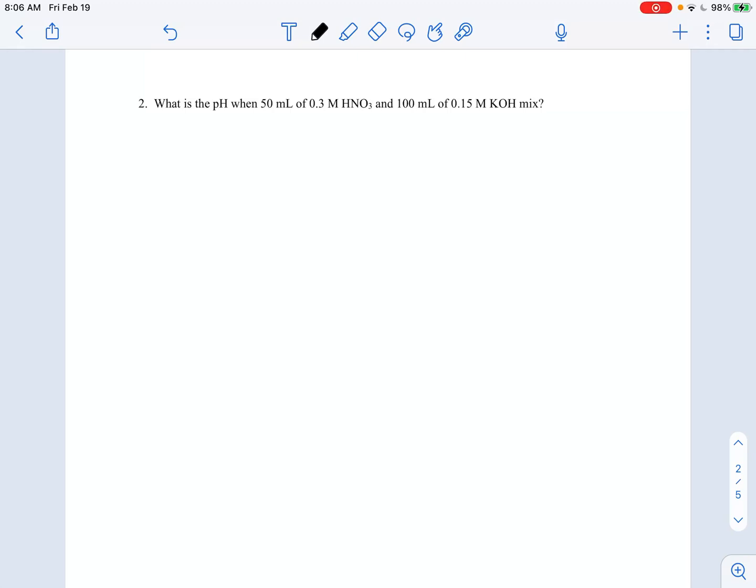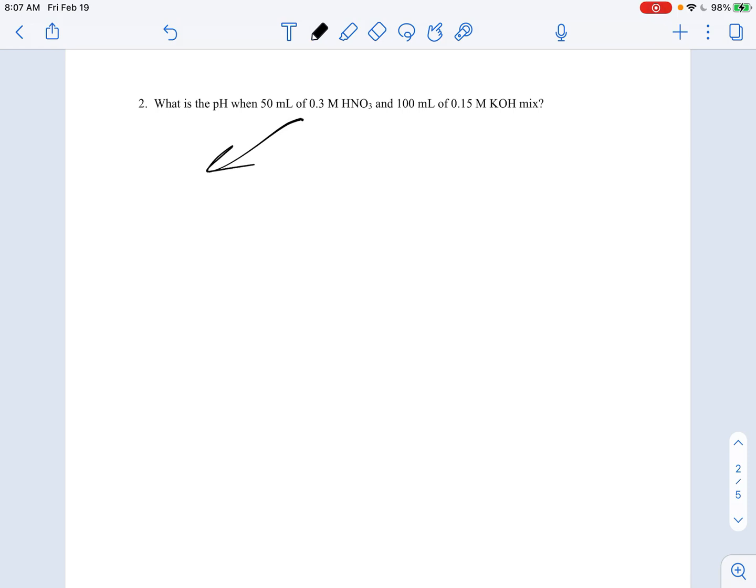Here we are at number 2, and number 2 looks scarier than number 1, but it's going to turn out that it's really not. So we've got, again, a strong acid here. Nitric acid is one of our strong acids. Potassium hydroxide, one of our strong bases. So again, you've got a strong acid, strong base situation. It's going to go as far as it can go, and whatever is left over is going to then result in our overall pH.